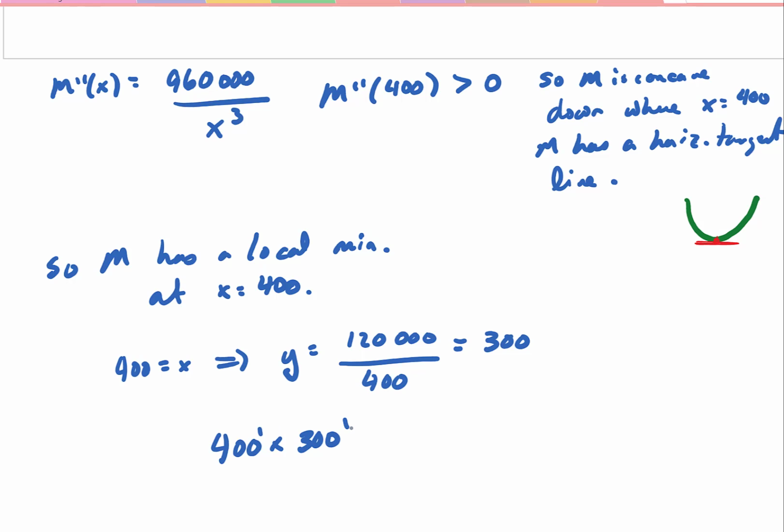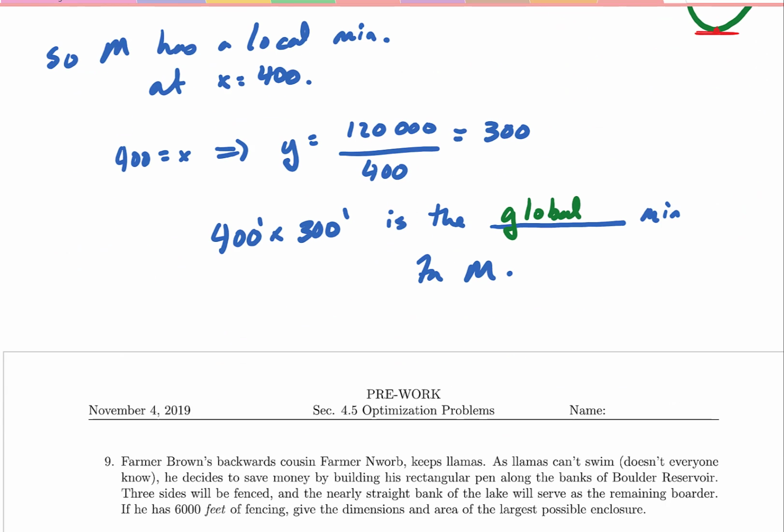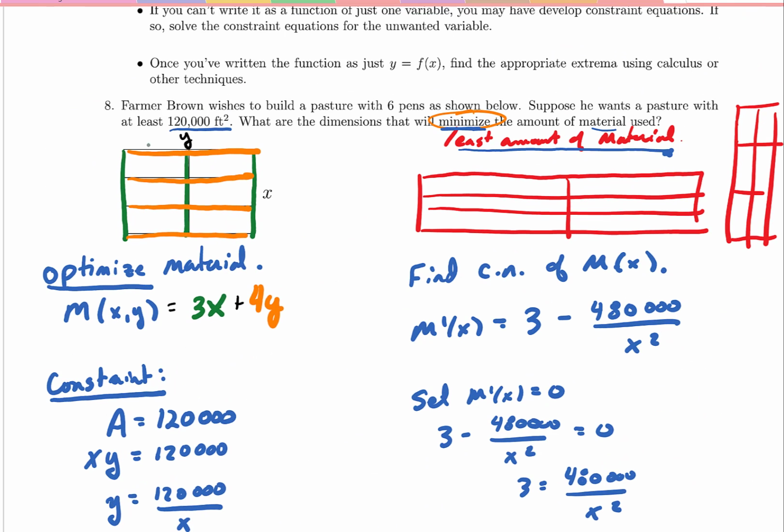So that's 400 feet by 300 feet. Now we've actually only said that it's a local minimum at this point, right? The second derivative test doesn't say anything about where the global minimums are. So we've only said at this point that it's a local minimum for M, but it turns out, and we're going to talk about this in class, that we've actually done enough to say that there is a global minimum at x equals 400. So these are the dimensions. If we make this pasture with the dimensions of 400 feet by 300 feet, those are the dimensions that will make this rectangle use the least amount of material.